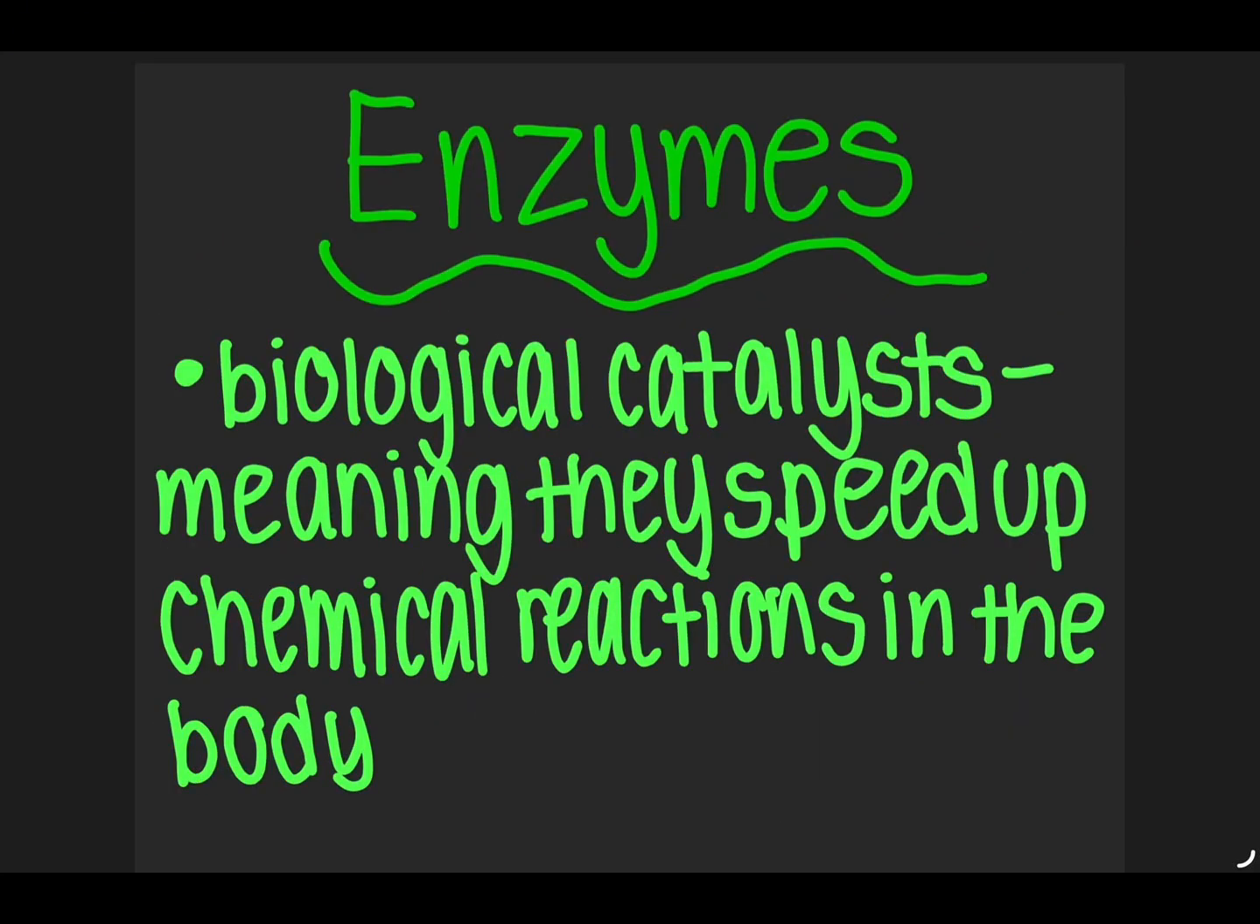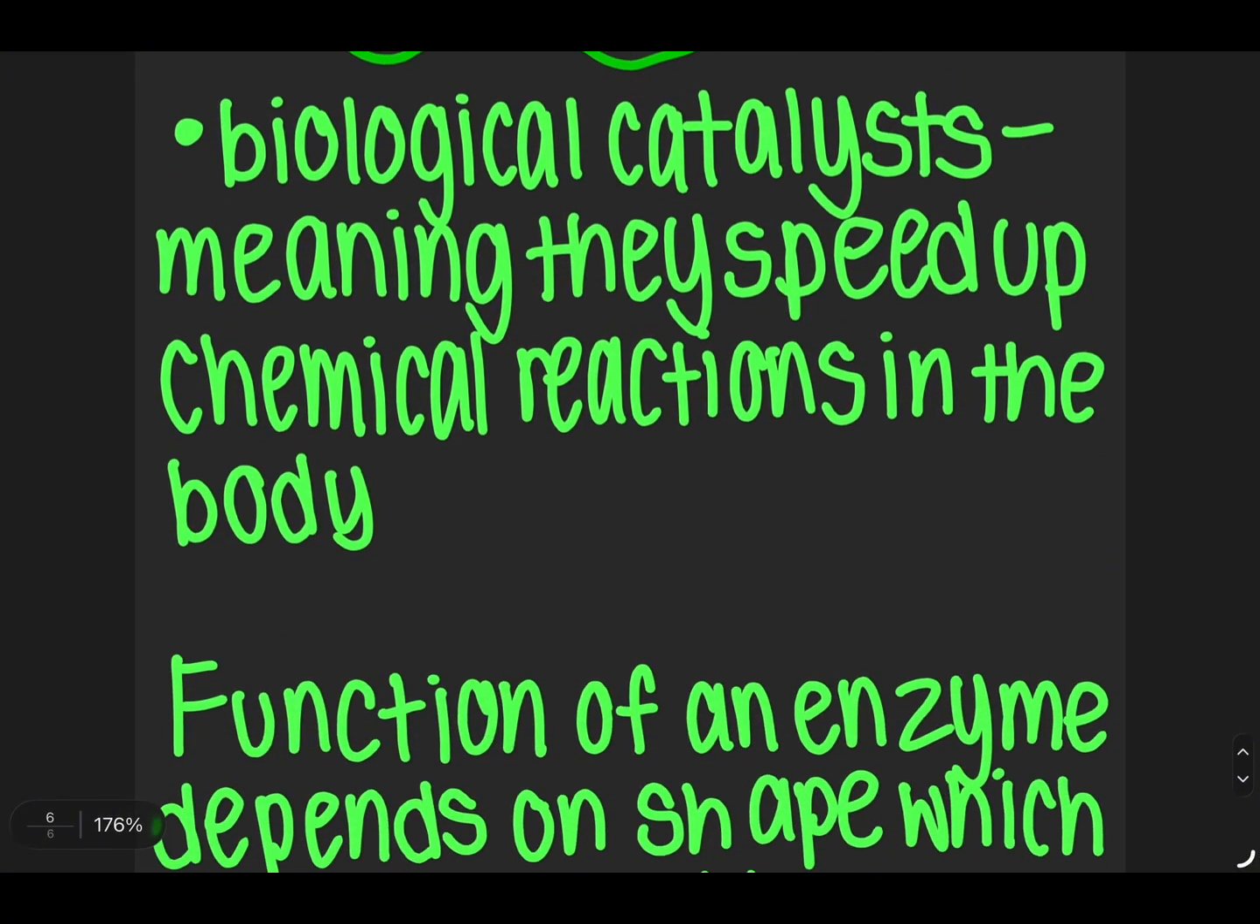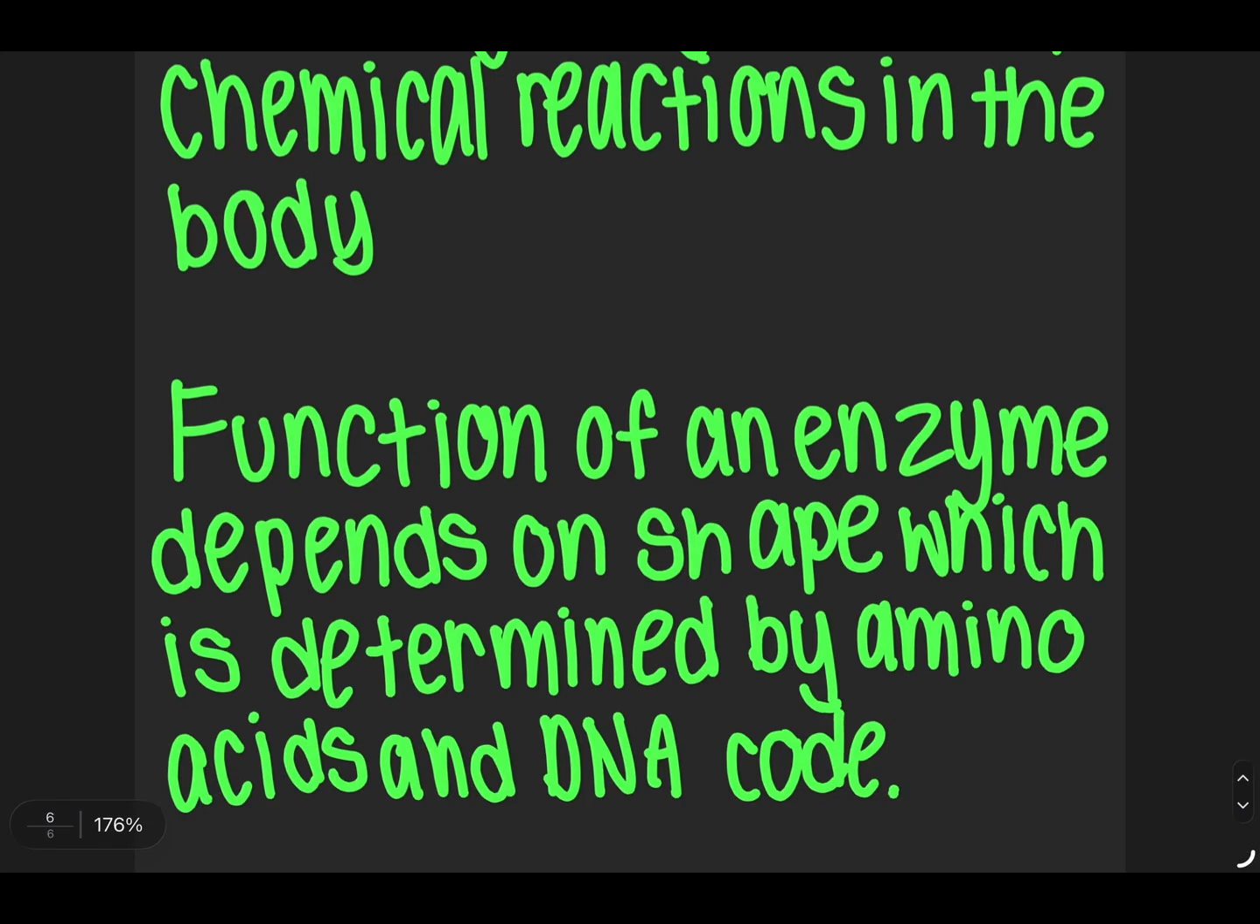One very important type of protein is enzymes. Enzymes are biological catalysts, which means they speed up chemical reactions in the body, such as digestion, respiration, and metabolism. Without enzymes, these reactions would happen too slowly to support life. The function of an enzyme depends on its specific shape, which is determined by the sequence of amino acids and ultimately by the DNA code. This means that the structure of DNA directly affects how enzymes function.